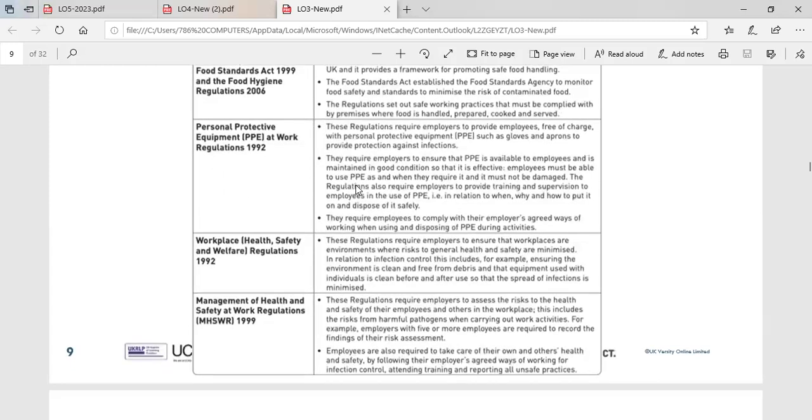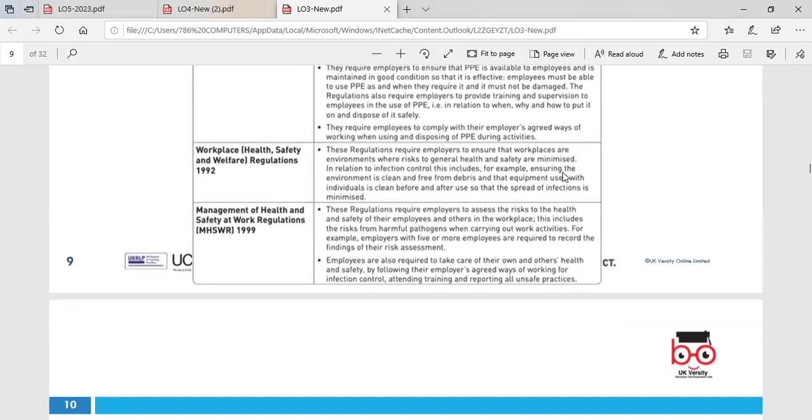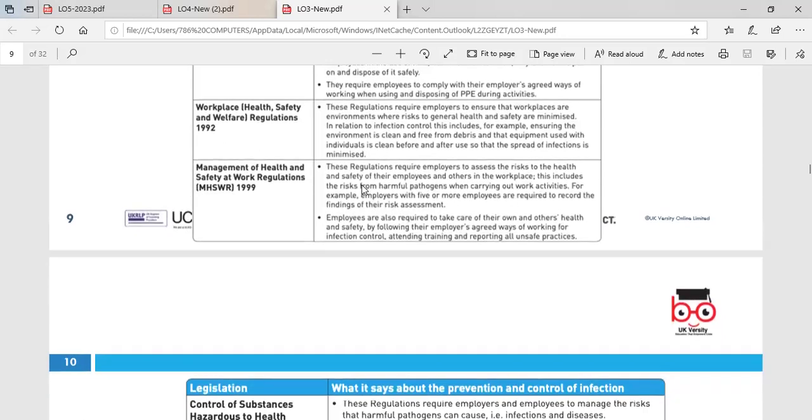Personal protective equipment, PPE at Work Regulations, were very helpful in working in hospitals and also during COVID-19. So gloves and aprons are there to protect against infections. This may require employers to ensure that the PPE is available and in good condition, and the employees must be able to use these PPEs. They require employees to comply with their employers' agreed ways of working when using and disposing of PPEs during activities.